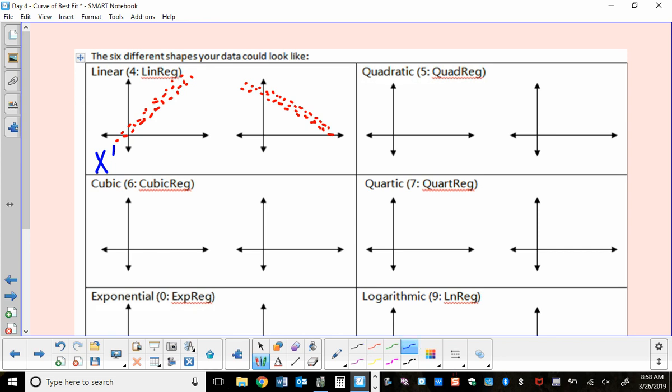Quadratic, we've seen before. This is x squared. So my shape for quadratic is called a parabola. So that means it's like a big U. And I'm going to just draw some points around it. That'll be for positive data set. For negative, my U will be upside down.